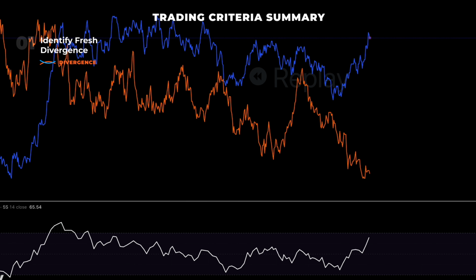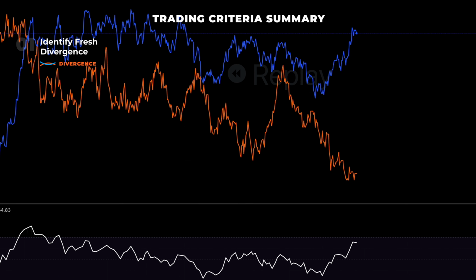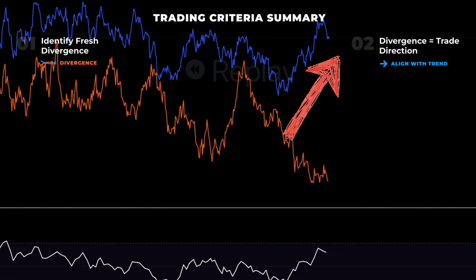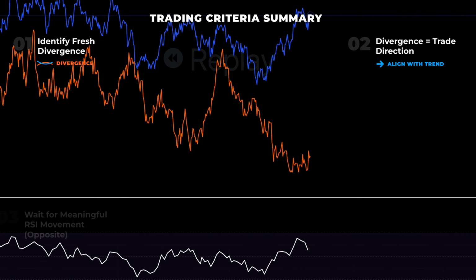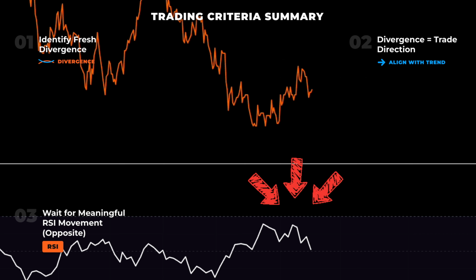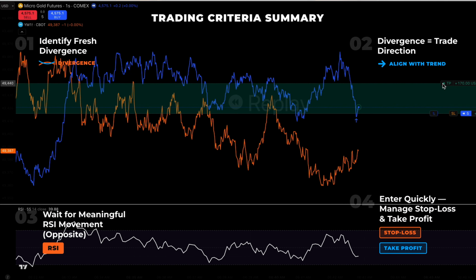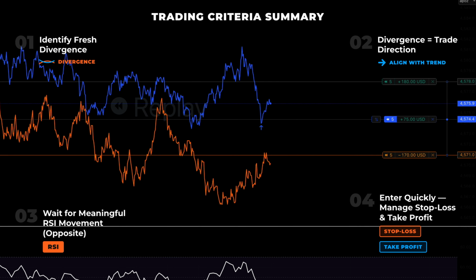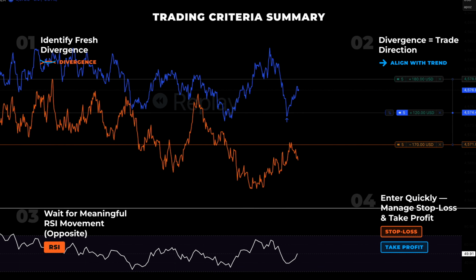So to summarize the criteria very clearly, number 1, you identify a fresh divergence between the blue line and the orange line using about 90 seconds of trend. Number 2, that divergence tells you the direction you want to trade. Number 3, you wait for the RSI to move meaningfully in the opposite direction of your intended trade. Number 4, you enter quickly and manage your trade with equal take profit and stop loss levels so that you only need to be right more than you are wrong to be profitable.